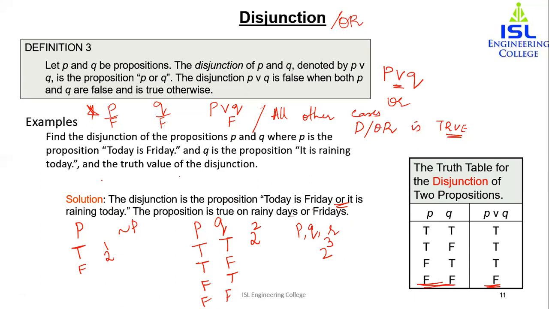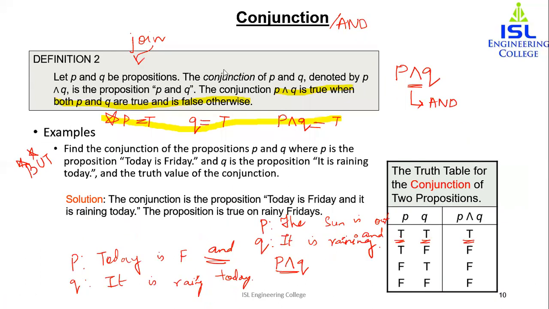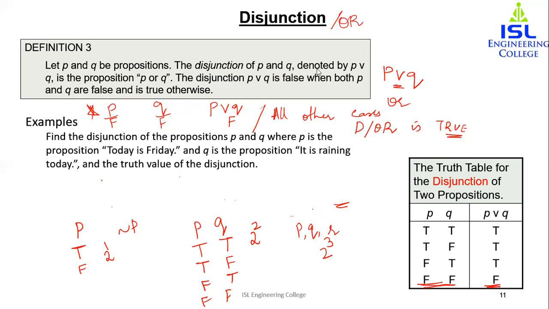Okay, so let's have a recap over here with respect to conjunction and disjunction, because for the ones who are new it will be a bit confusing. So over here, conjunction: when both of them are true it will be true, all the other cases are false. Disjunction, or: when both of them are false it will be false, all the other cases are true.